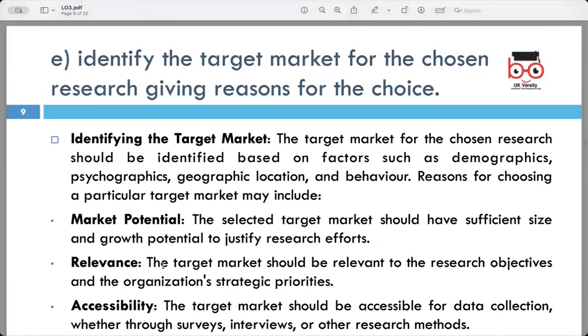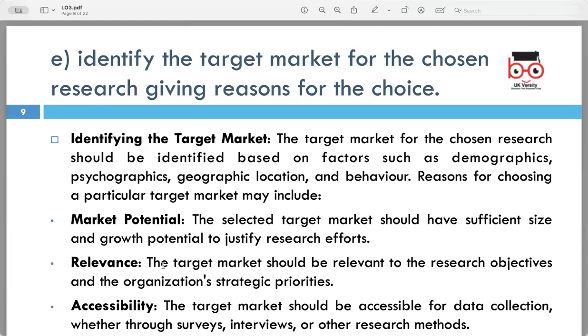So, identify the target market for the chosen research and give reasons for the choice. Identifying the target market for research is essential to ensure that the findings are relevant and actionable. The target market should be selected based on several key factors, including demographics, psychographics, geographics, locations, and behavior.